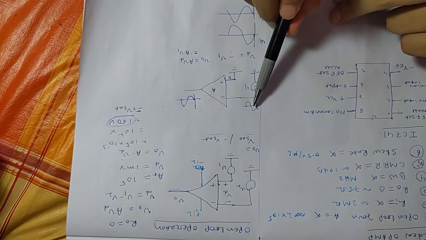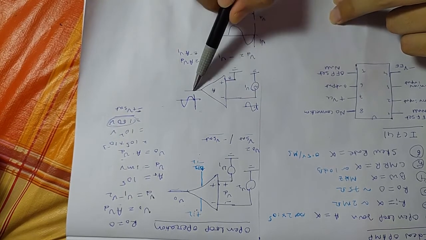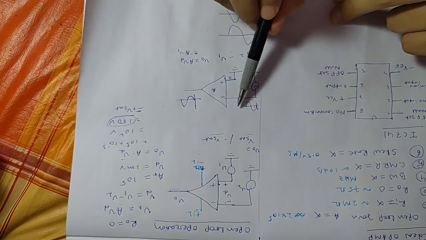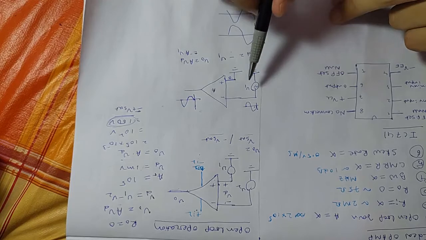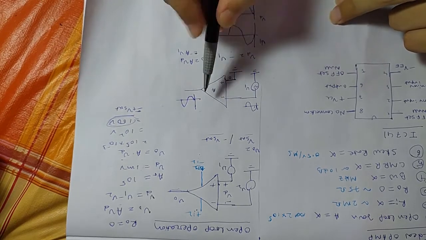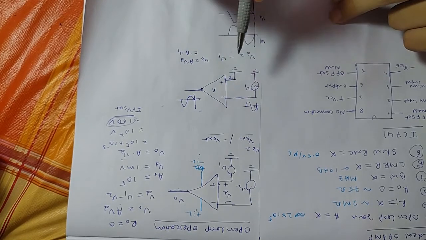As you can see, the input signal is applied at the inverting terminal and the output signal has a 180-degree phase shift, a 180-degree phase relation. That's why it is known as the inverting terminal. The phase difference between output and this input is 180 degrees.